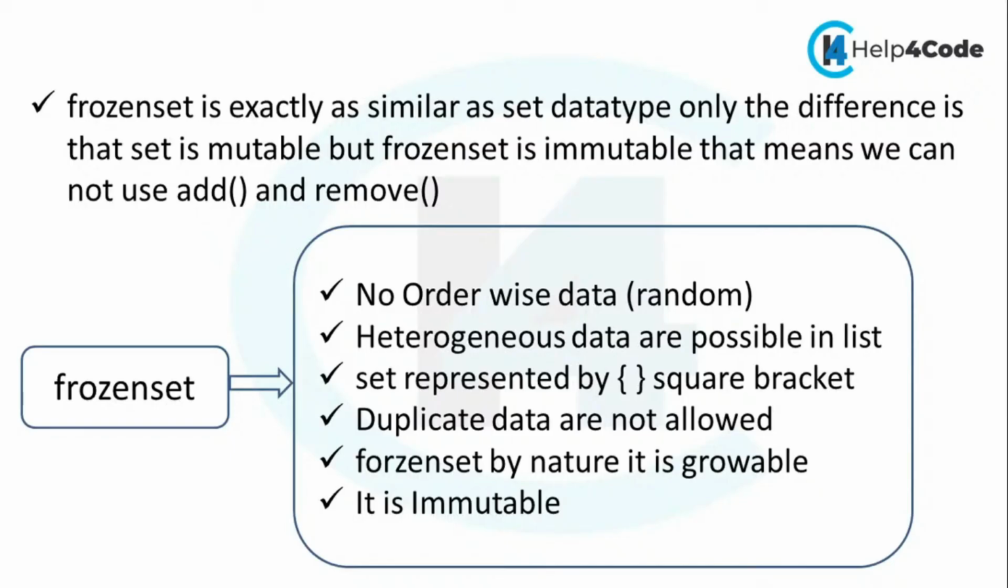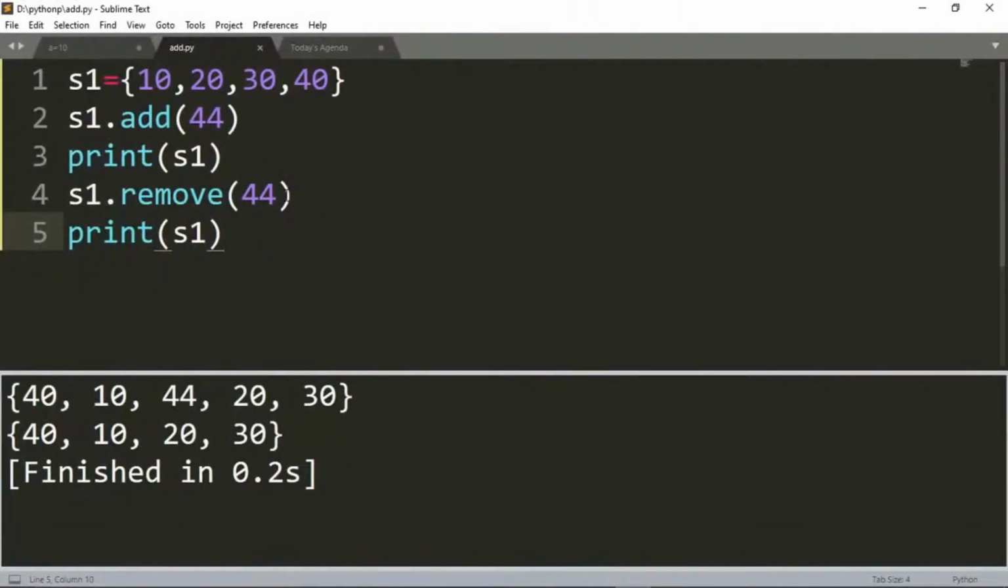In case of Frozenset, it is exactly similar to the set data type. The only difference is that Frozenset is immutable and set is mutable. That means we cannot add or remove data. Similarly, we discussed list and tuple. So what was the difference between list and tuple? List was mutable and a tuple was immutable.